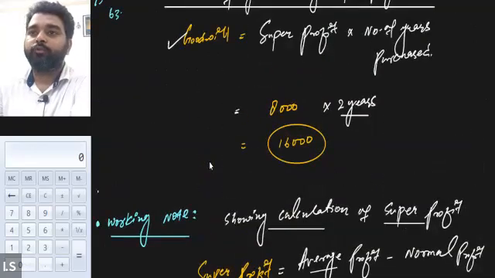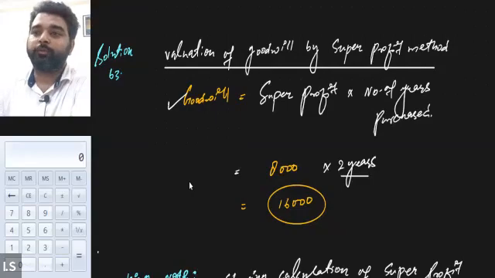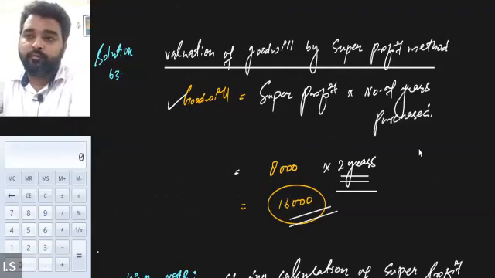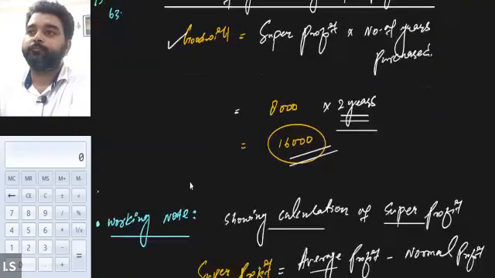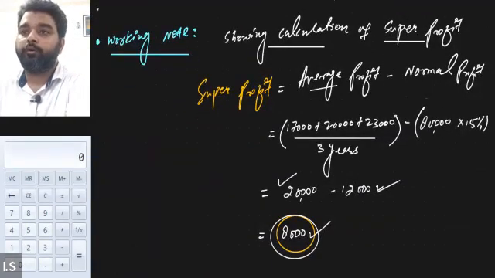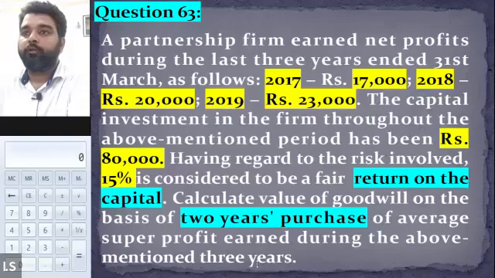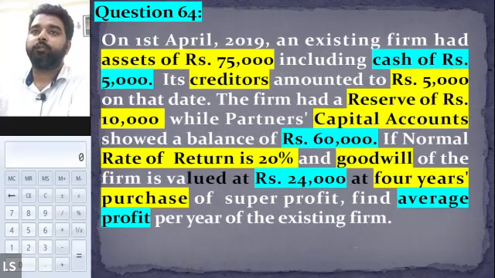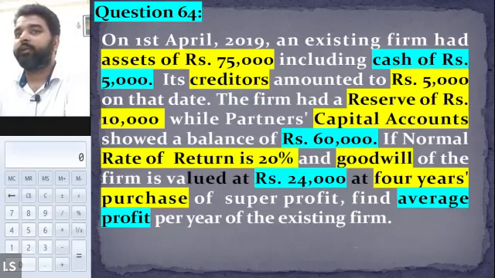And all we need to do now is multiply the super profit with the number of year purchases, which is 2 years only. Okay, everyone, is this clear? All of you? Yes, sir. Okay. Moving on to the next question. 64, guys, start doing it.